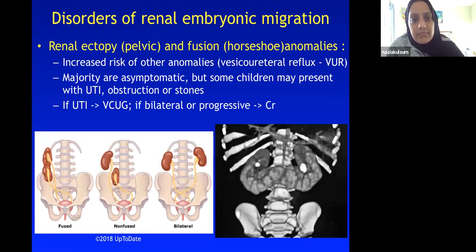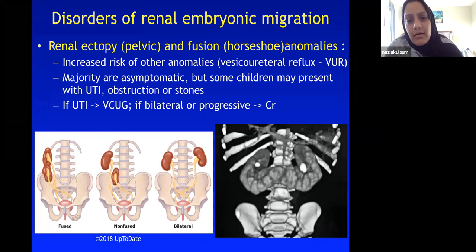The second subset of these disorders is basically disorders of renal embryonic migration. So first, starting with renal ectopia. Whenever we say renal ectopia, it essentially means the kidney is not in its normal position. Most of the time it tends to be pelvic, but essentially it can be anywhere from the pelvis all the way to the normal location. It can be anywhere along that track. There is slightly increased risk that pelvic kidneys may have vesicoureteral reflux.